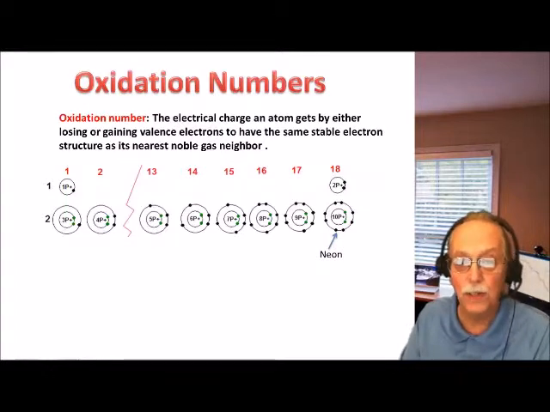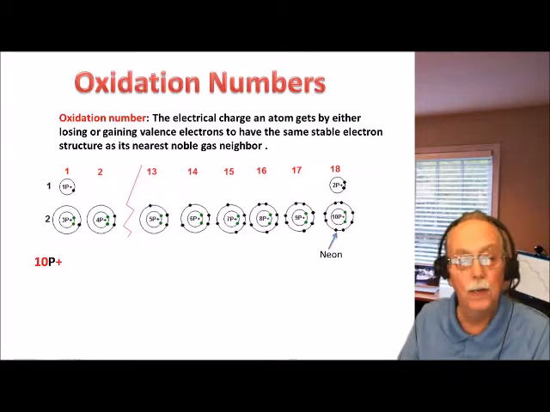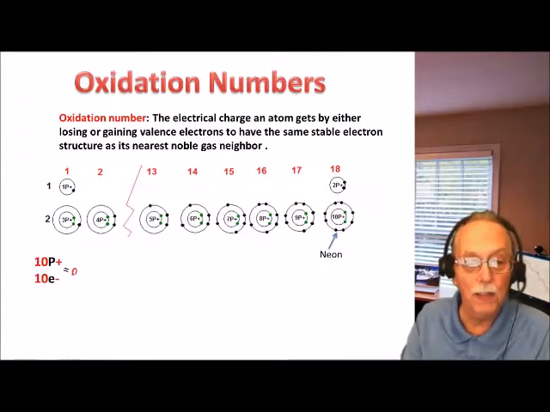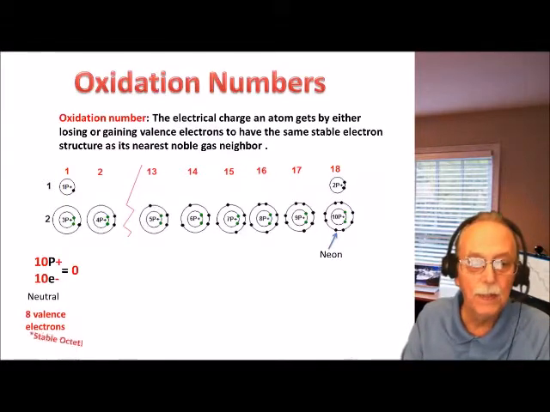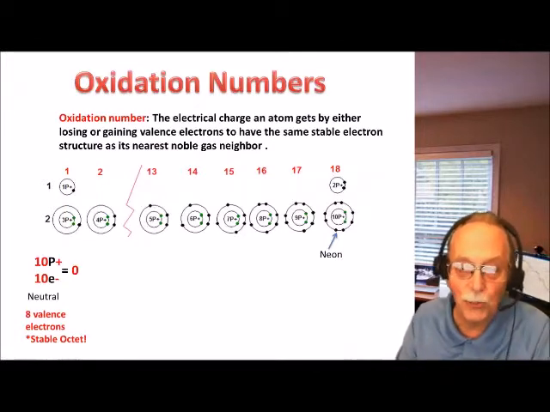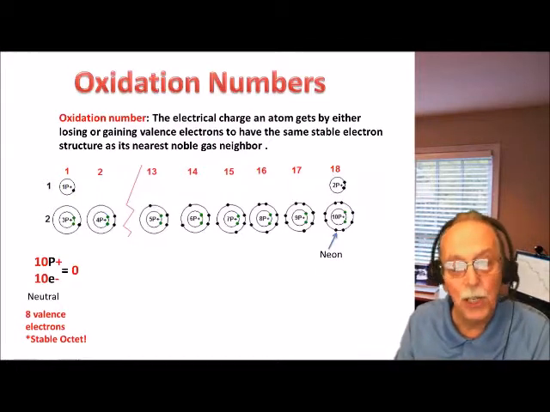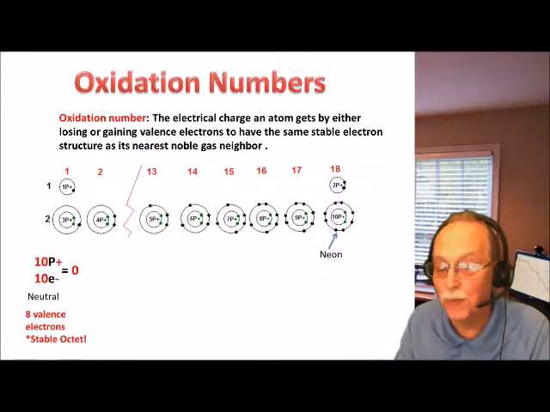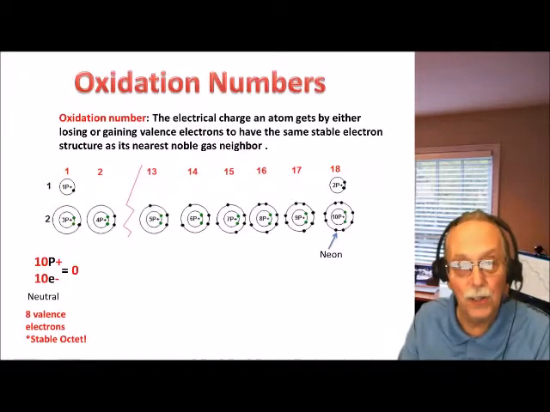Well, here's the structure of neon. Particle structure: we have 10 protons in the nucleus, each one with a positive charge. We have 10 electrons orbiting that nucleus, which means this atom is electrically neutral. Balance of charge. It also has 8 valence electrons, which is a stable octet. Now that stable octet means that this atom doesn't react chemically with anything else. As a matter of fact, none of the atoms in group 18 react chemically with anything else under normal situations. They are neutral, they're stable, they are inert.